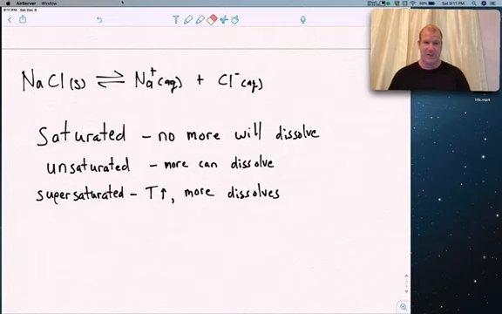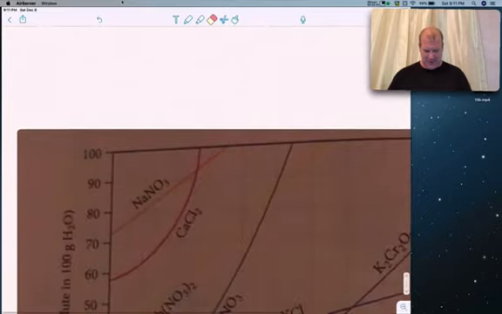Unsaturated means more can dissolve. Most solutions, ocean water for instance, are unsaturated. And supersaturated: if you raise the temperature, then more will dissolve, and then we say that solution is supersaturated. You can use it to grow crystals. It's also how you make rock candy. You take sucrose and make a supersaturated solution. As it cools down, you can grow sucrose crystals, also known as rock candy.